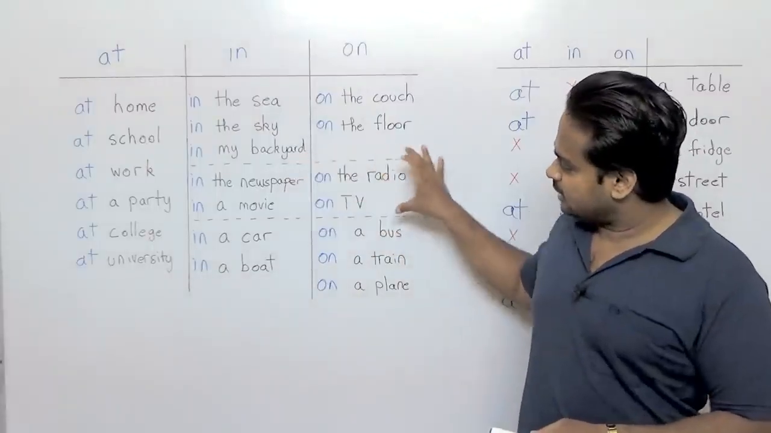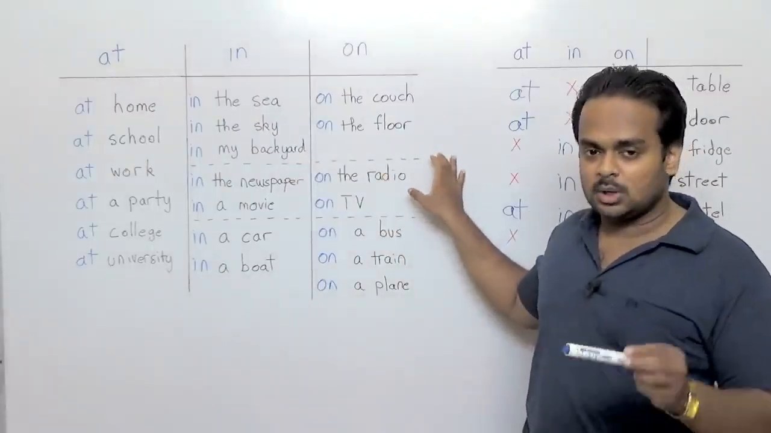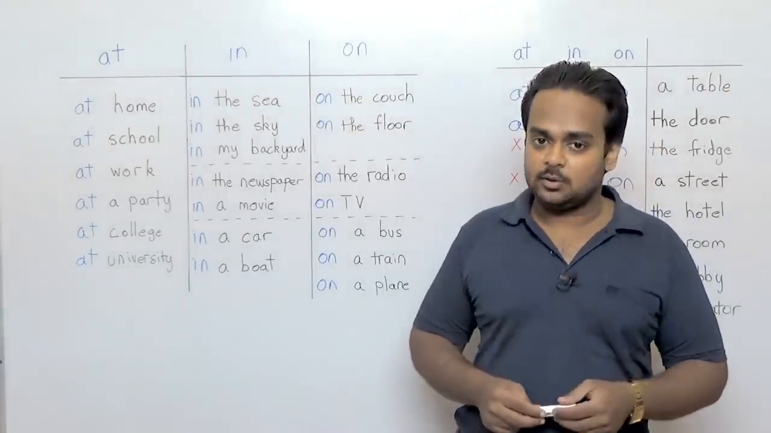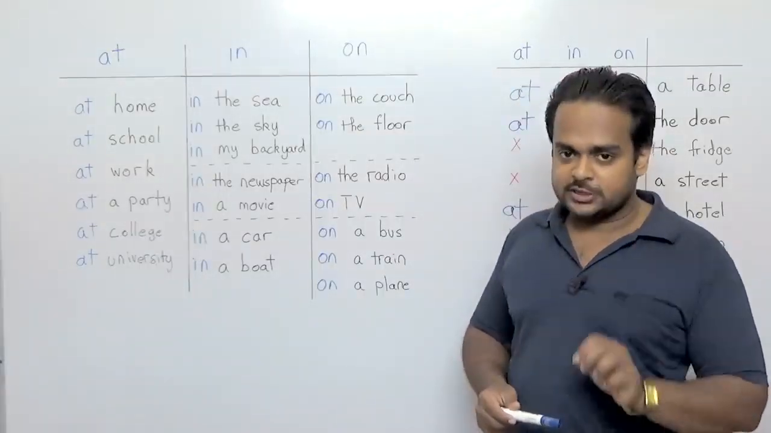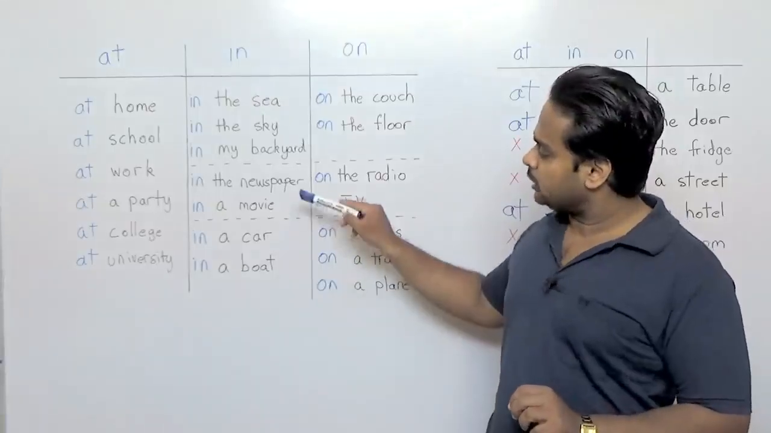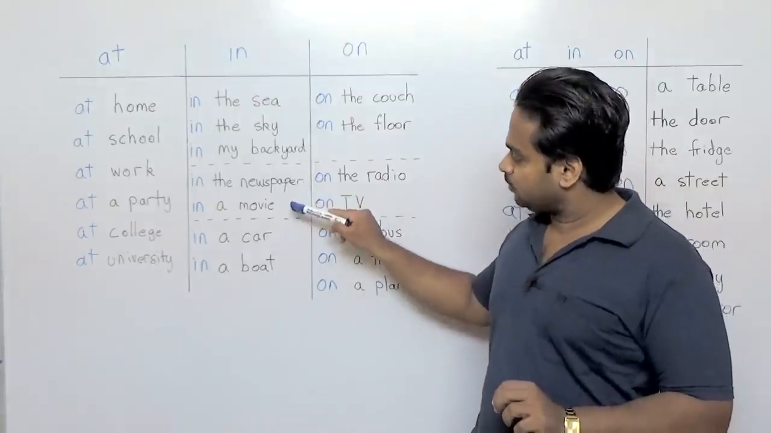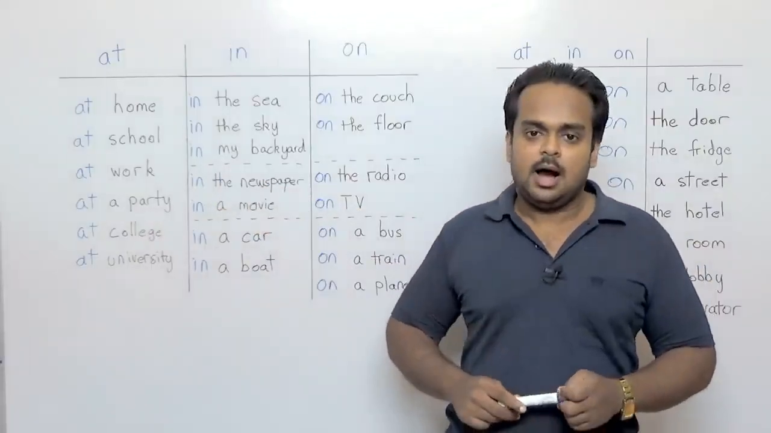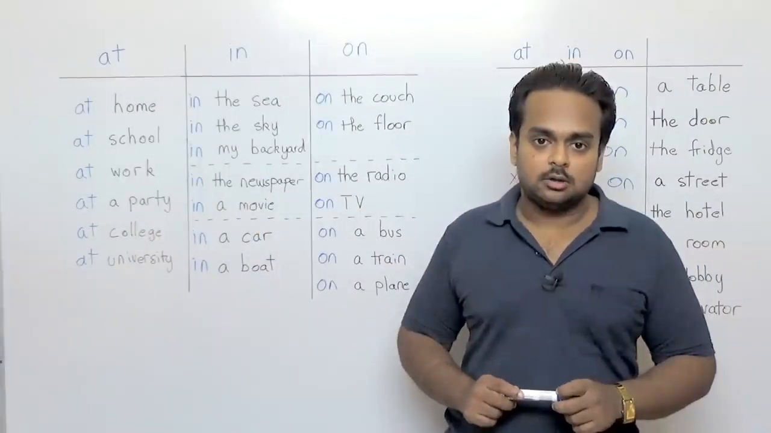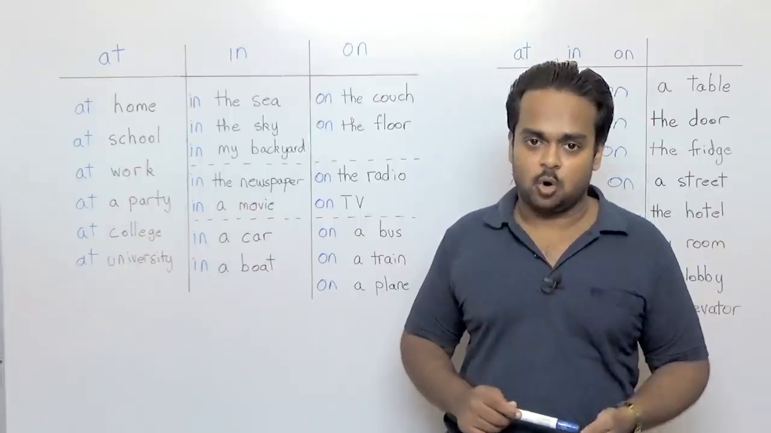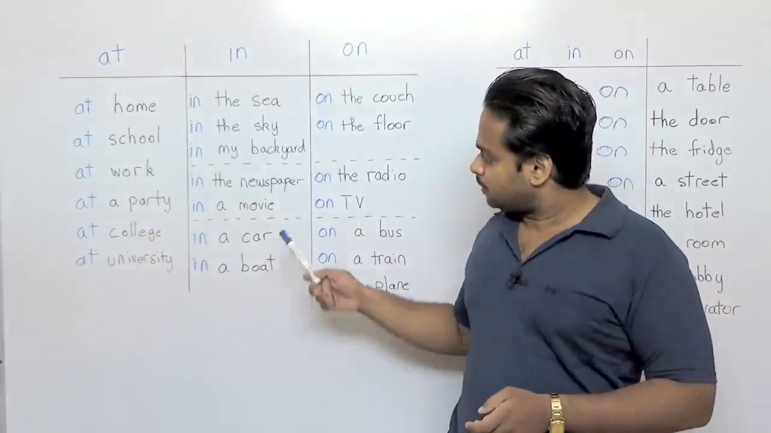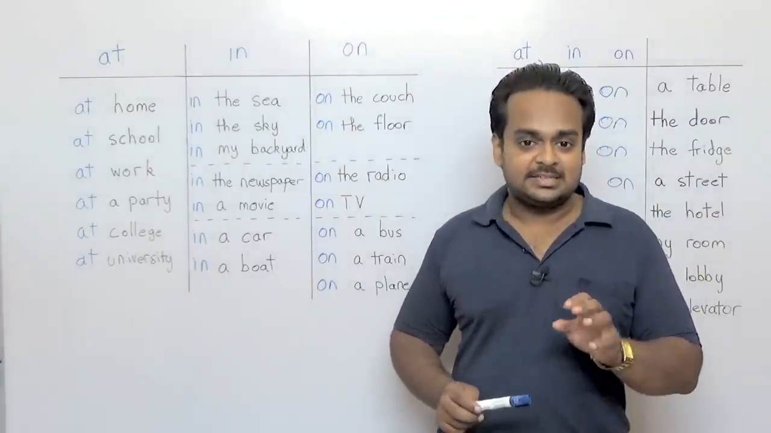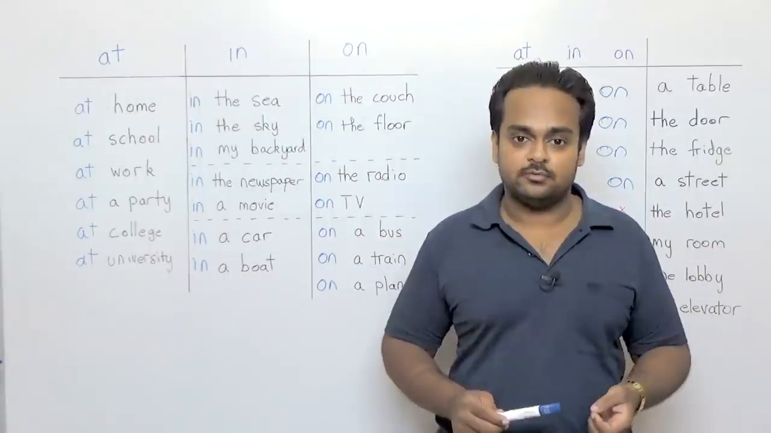This section is about the media. Now, when we talk about the media, like newspapers or TV or the radio, etc., there are some rules to keep in mind. If you're talking about the newspaper or a movie, then you will use in. For example, I read an interesting article in the newspaper this morning. Or I like watching fight scenes in Jackie Chan movies.